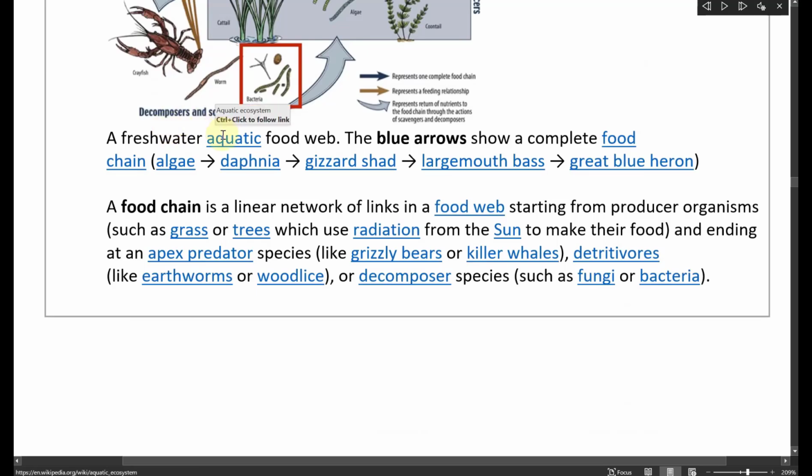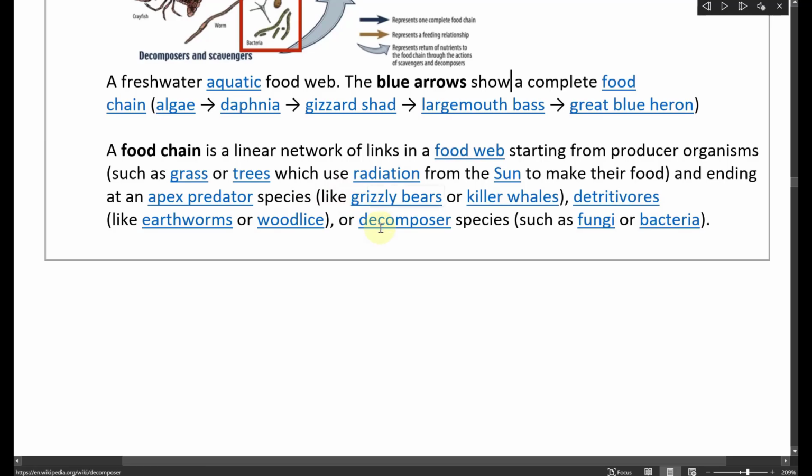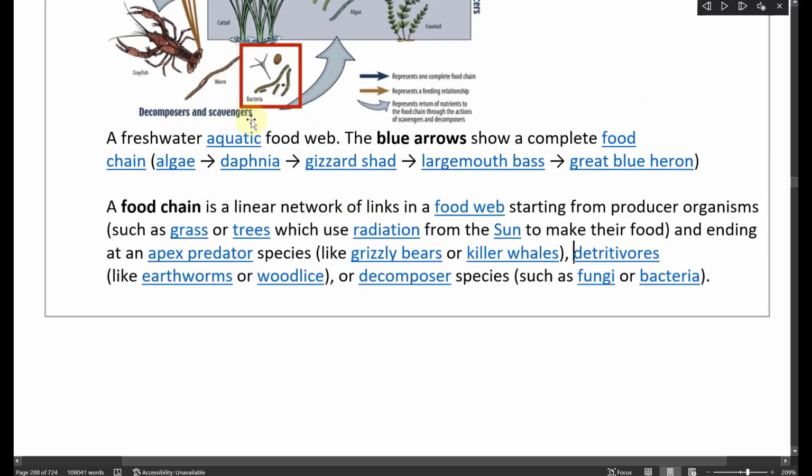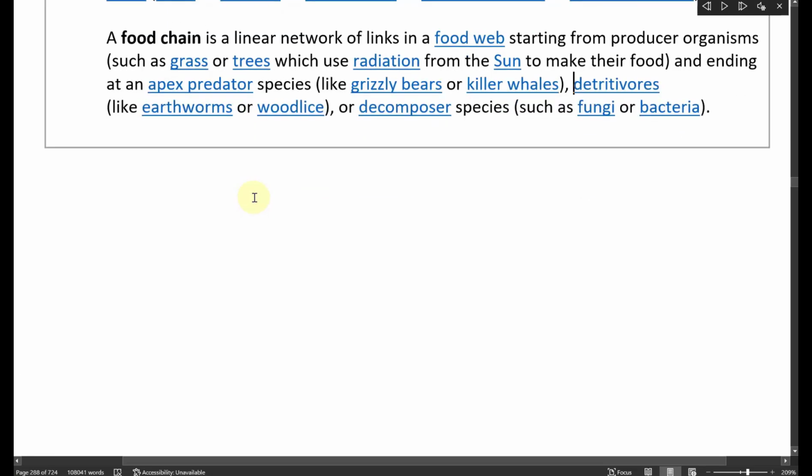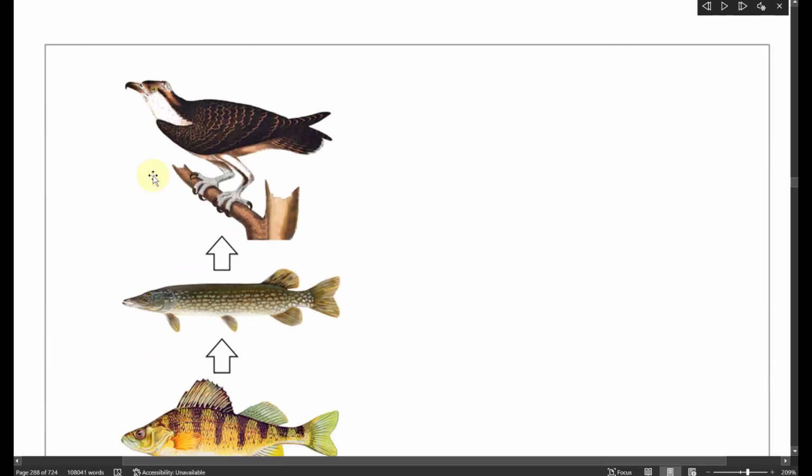Let's continue further. A food chain is a linear network of links in a food web starting from producer organisms such as grass or trees, which use radiation from the sun to make their food, and ending at an apex predator like grizzly bears or killer whales. As well as these right here, detritivores, I think it is pronounced detritivores, I just have to search that up, like earthworms or woodlice, or decomposer species such as fungi or bacteria. So that is a food chain. It starts from the producer all the way to the apex consumer or predator.